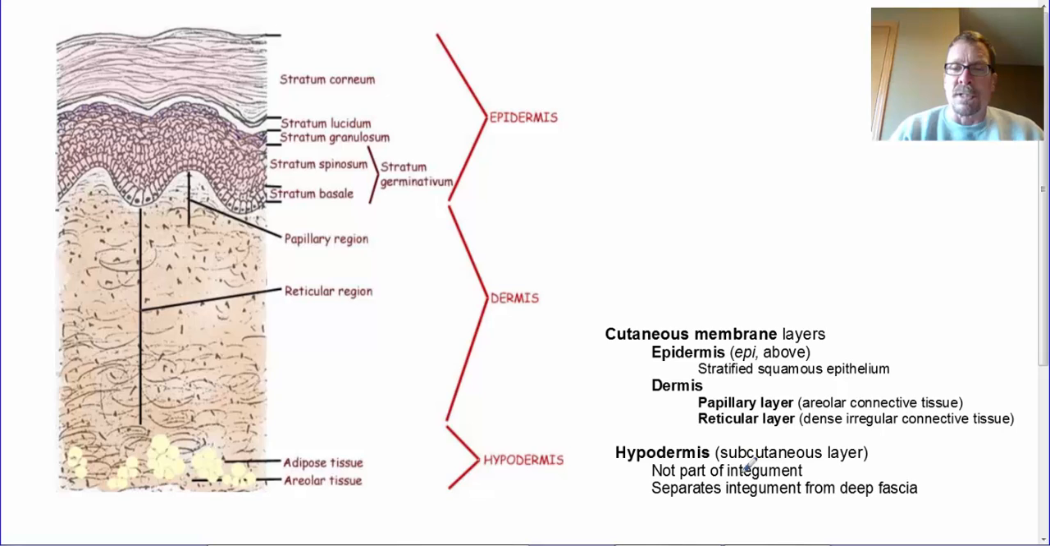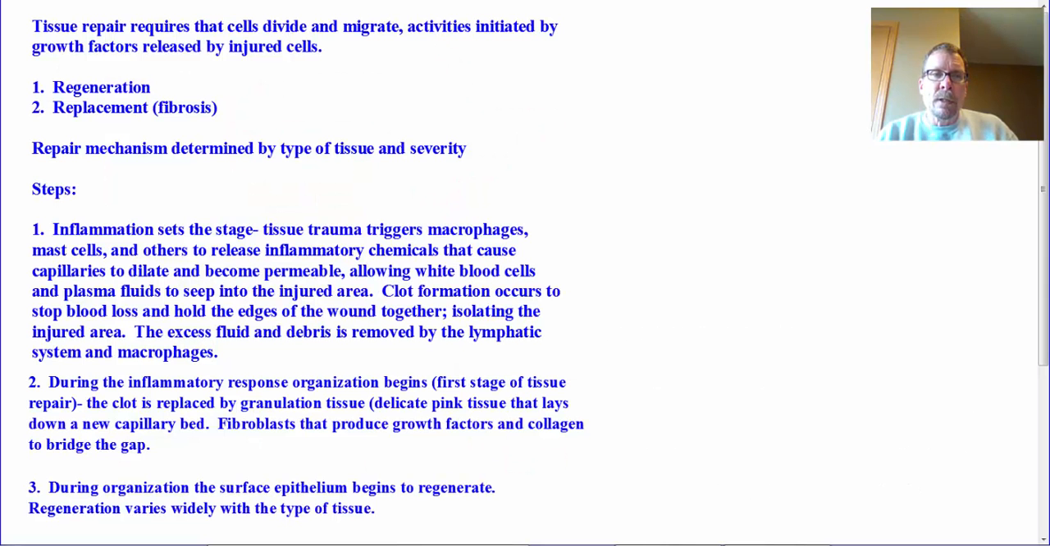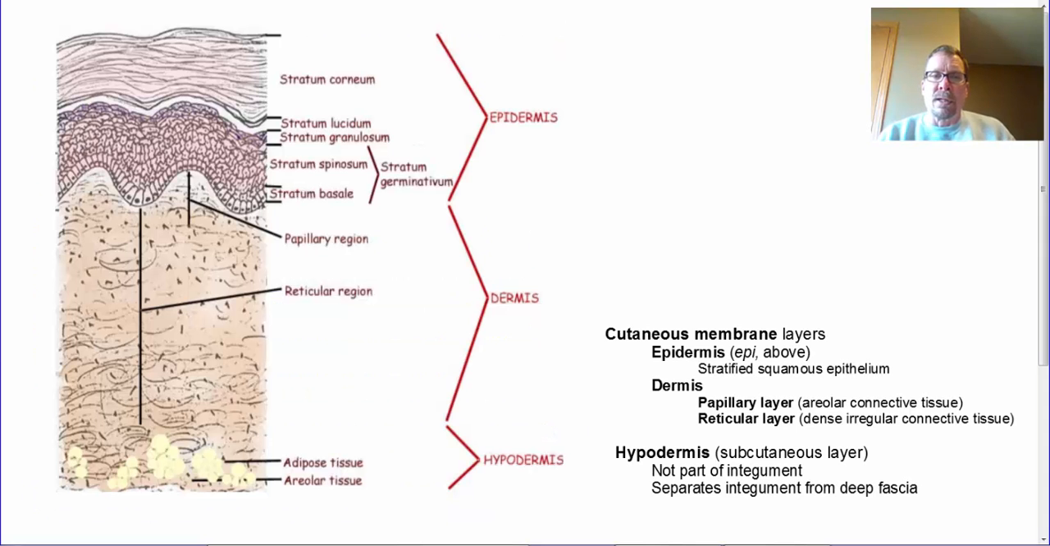Again, I mentioned the hypodermis is not part of the integument. It does separate the integument from the deep fascia of the muscle tissue and stuff that is there. It is loaded with fat. It does help in insulation and regulation and cushioning, but it is not a part of that layer. Okay. Now, what happens? That's the basics of what this does, what epithelium is for. Now the question is, what happens when you get hurt?